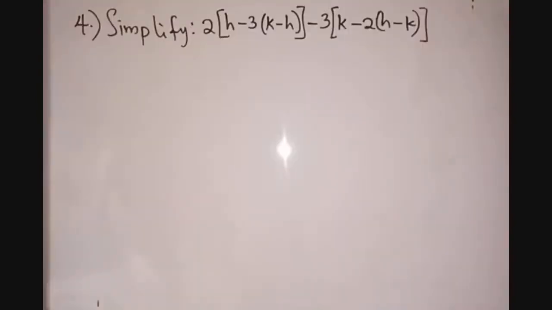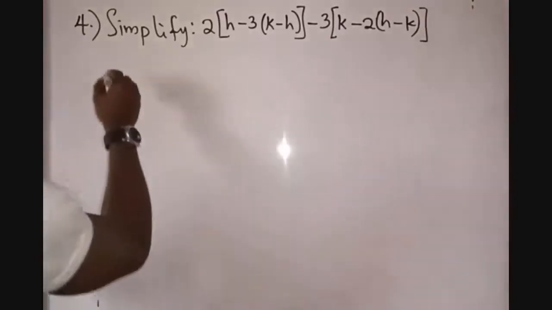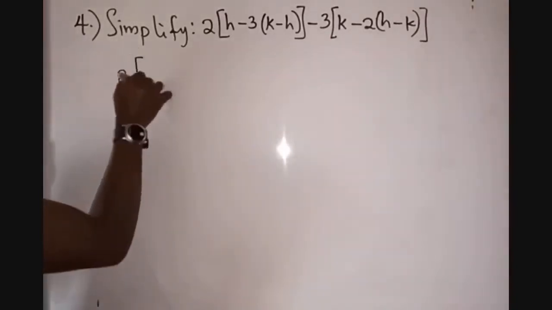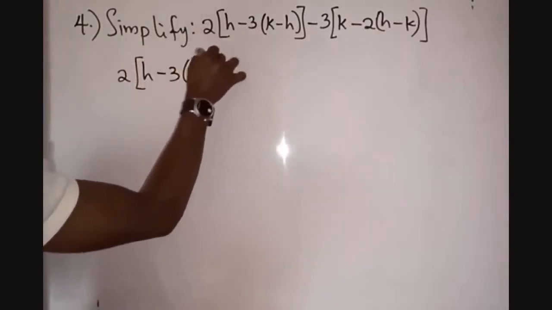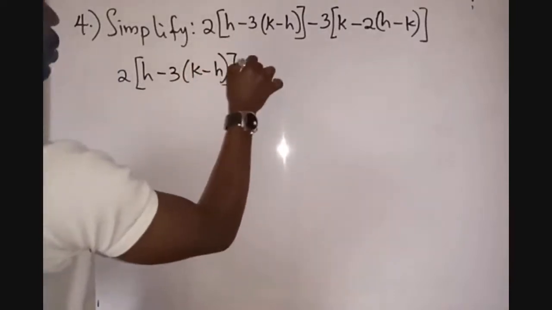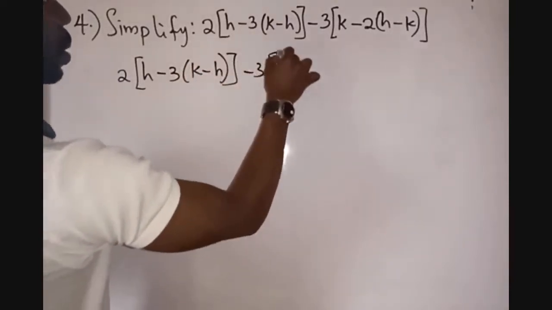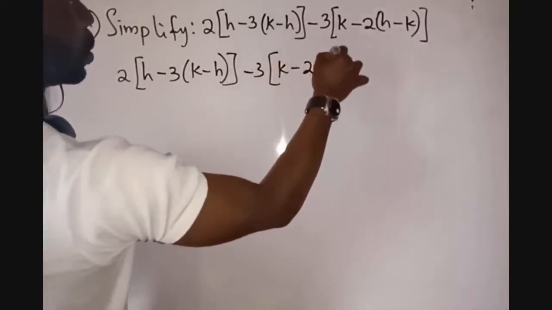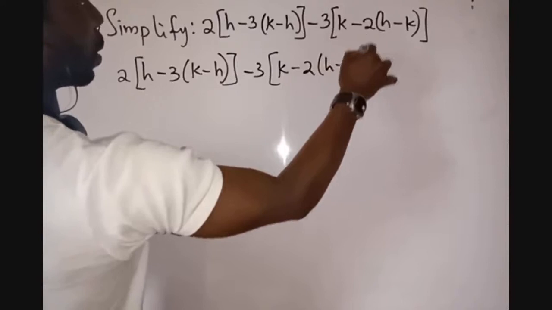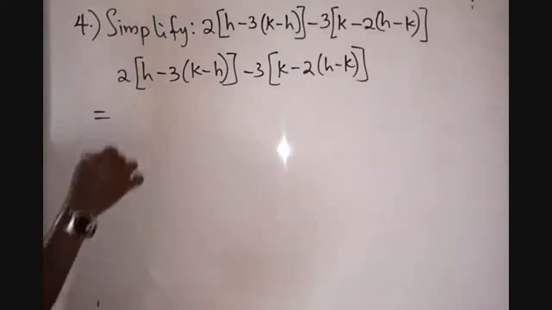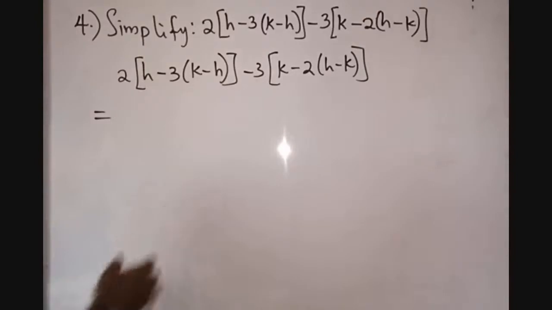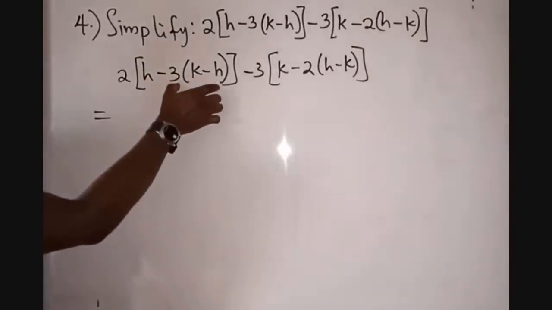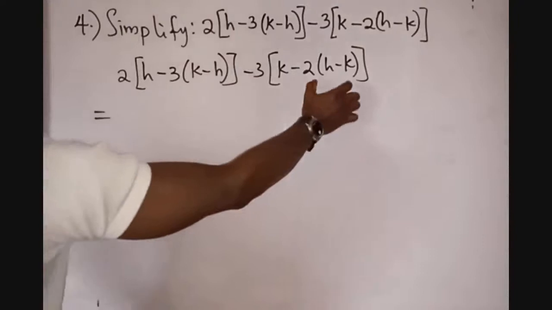All right, let's simplify this expression. We are given 2 into h minus 3 into k minus h in another bracket, minus 3 into k minus 2 into h minus k, close the bracket. We are asked to simplify. Now, when you have this type of expression, where you have multiple brackets, you start with the innermost bracket. You start simplifying from the innermost bracket.